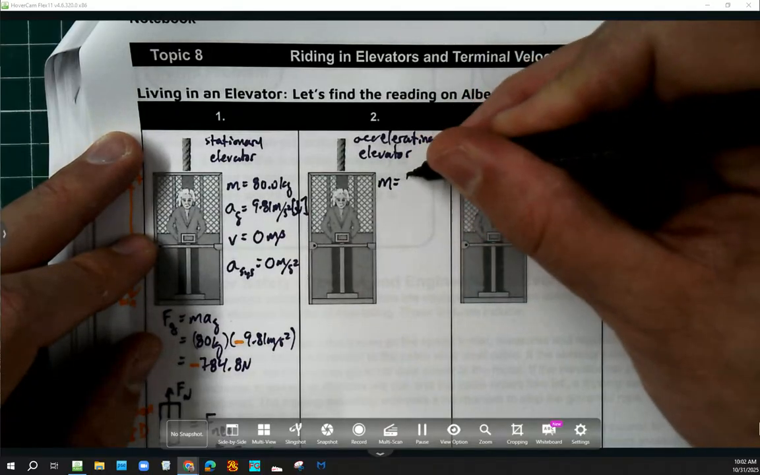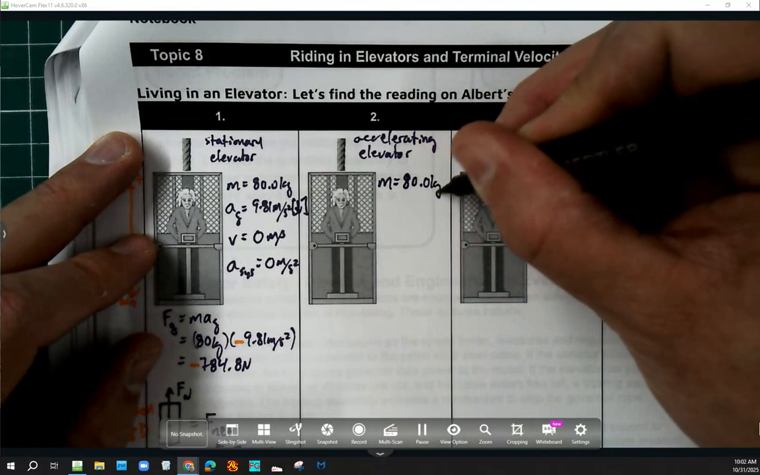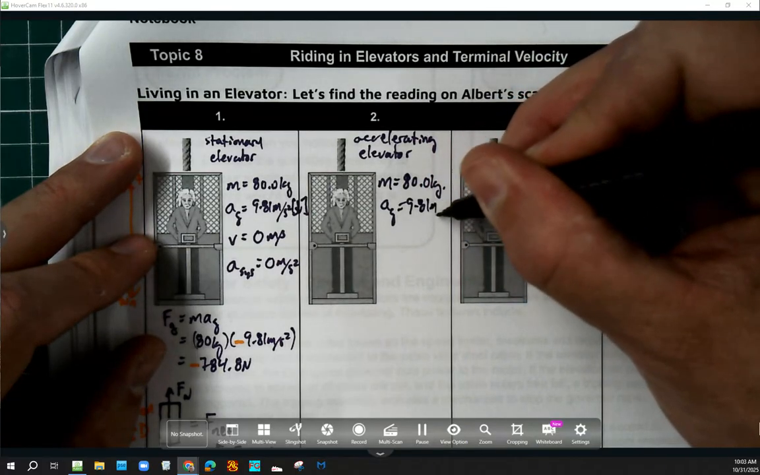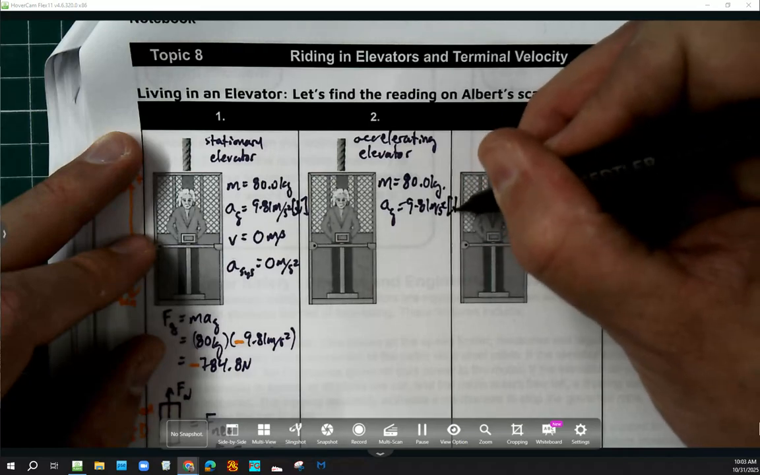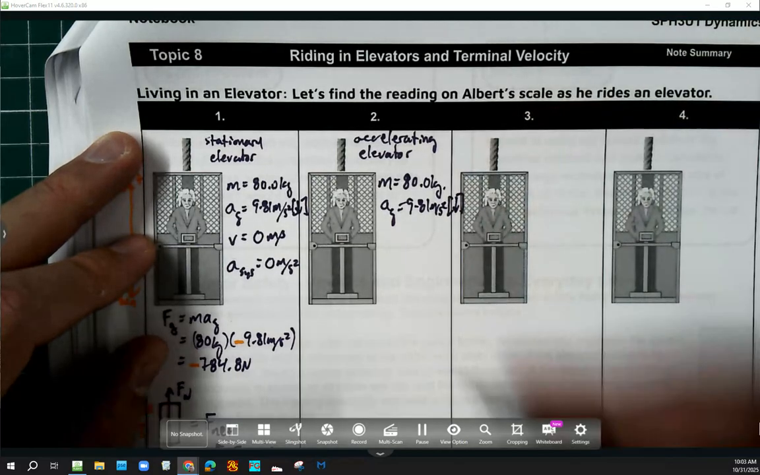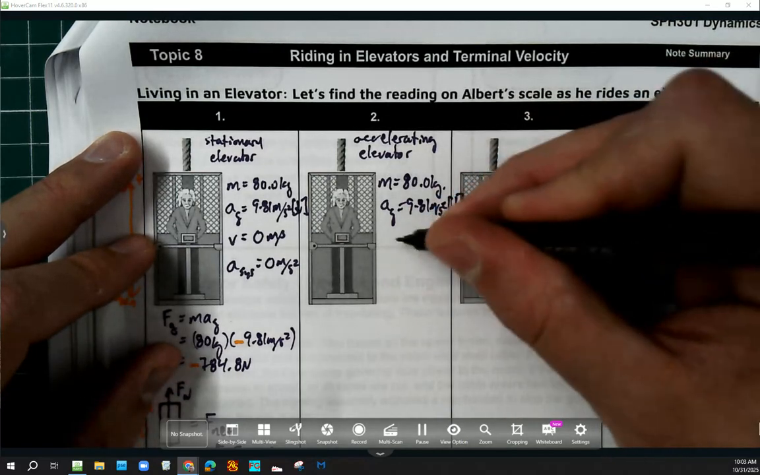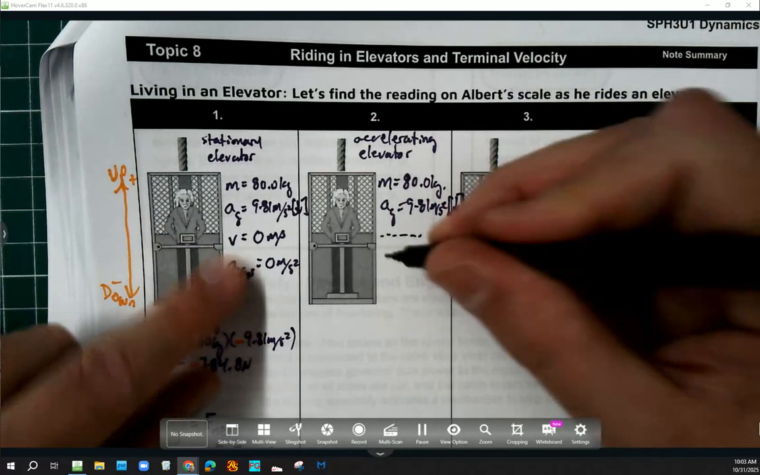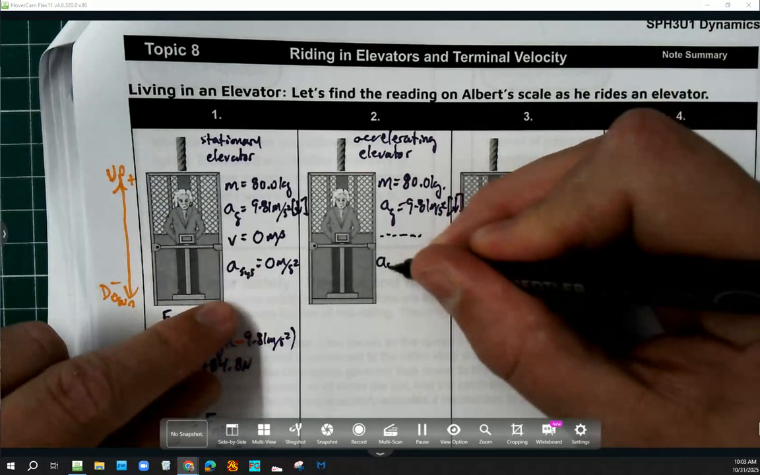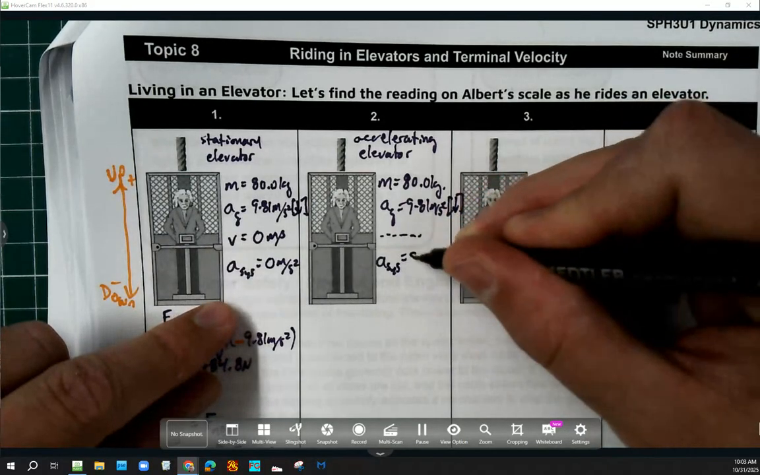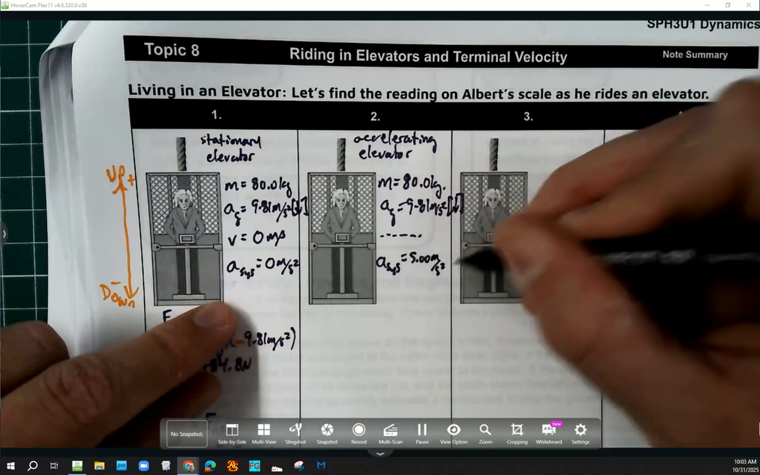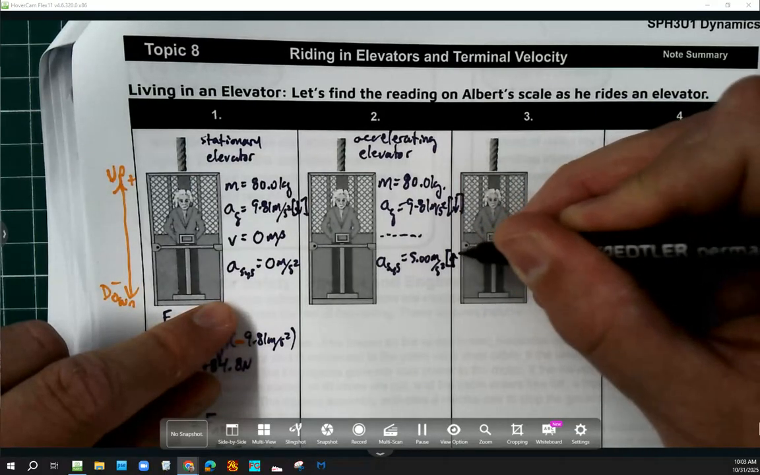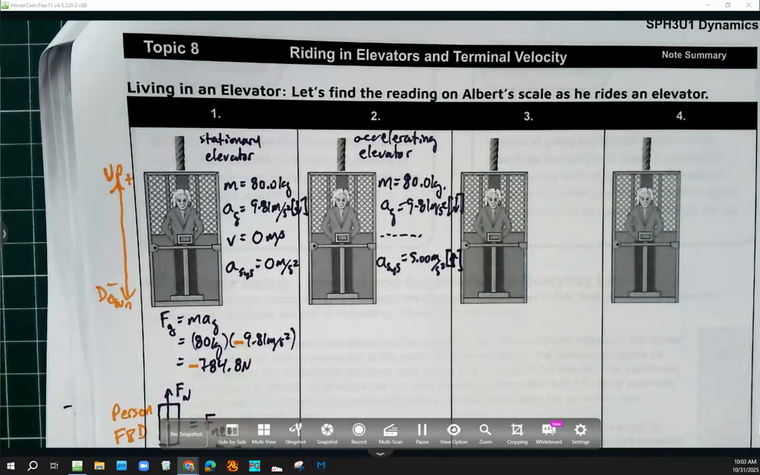Anyway, it's the same person, so they're still 80 kilograms. They're still on Earth, still 9.81 meters per second squared down for acceleration due to gravity. But we said this was an accelerating elevator, so I can't say that the velocity is 0. I'm just going to leave that one blank. But I'll say the acceleration of the system now is 5.00 meters per second squared, and this one is accelerating upwards. Okay, accelerating up. I just have an up arrow there.